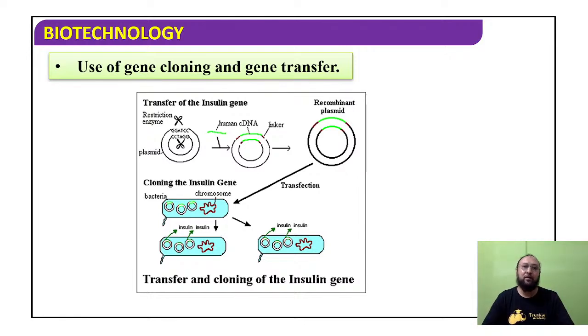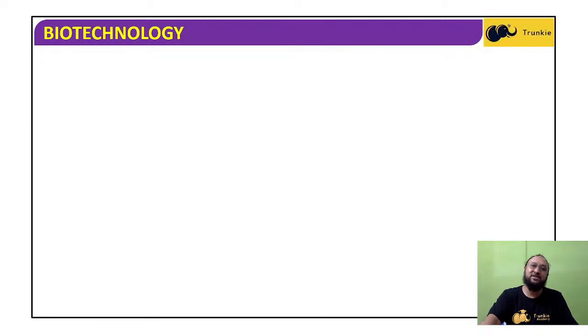So we are making the cloning, and when they are replicating, they are forming replicas and we get many copies and cloning of the insulin gene. This is the process. This is one of the techniques of genetic engineering.